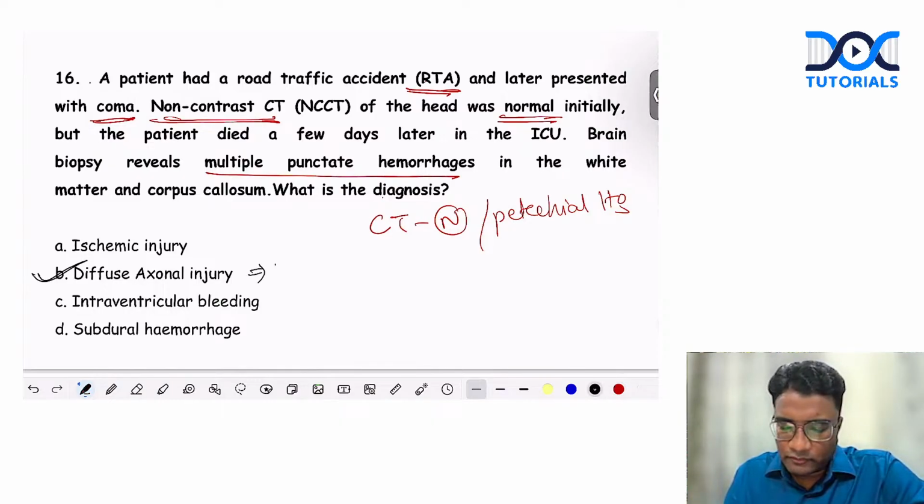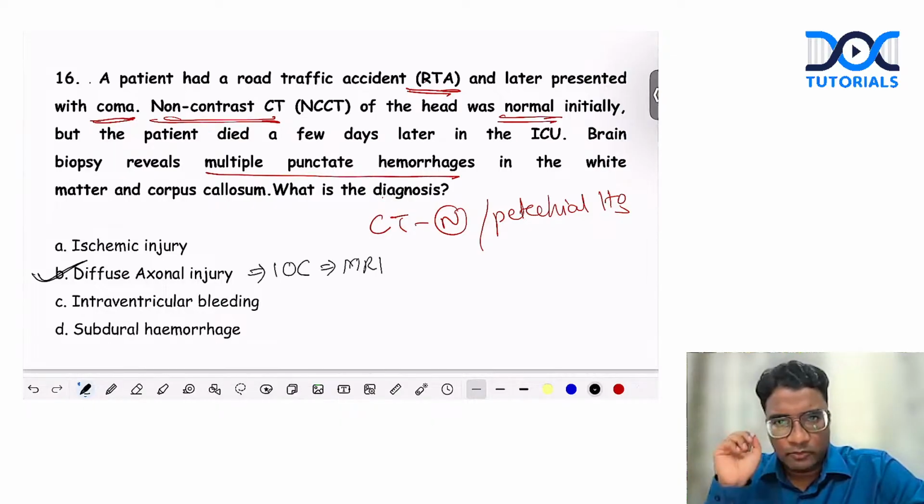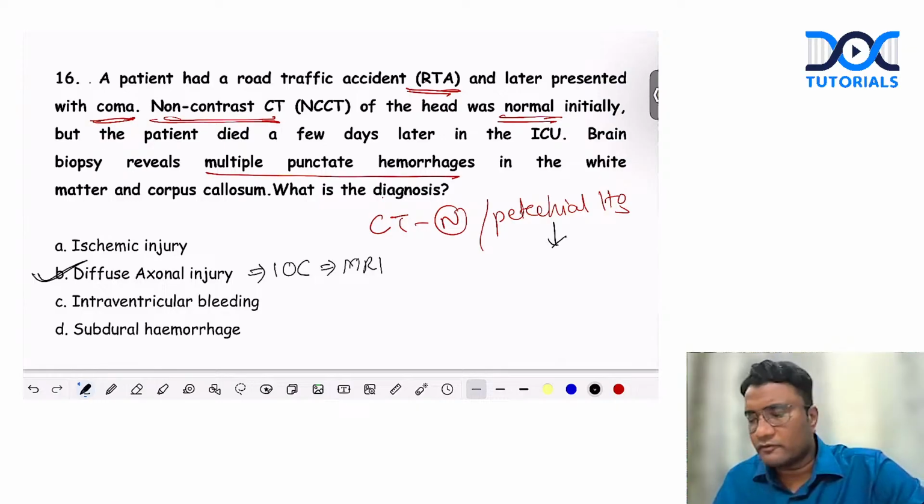And what is the investigation of choice for diffuse axonal injury? MRI. You will see petechial hemorrhages in the white matter, in the corpus callosum, right? So this is classic diffuse axonal injury, right? And to look at petechial hemorrhages, which sequence of MRI can be used? Can anybody help me with that answer?